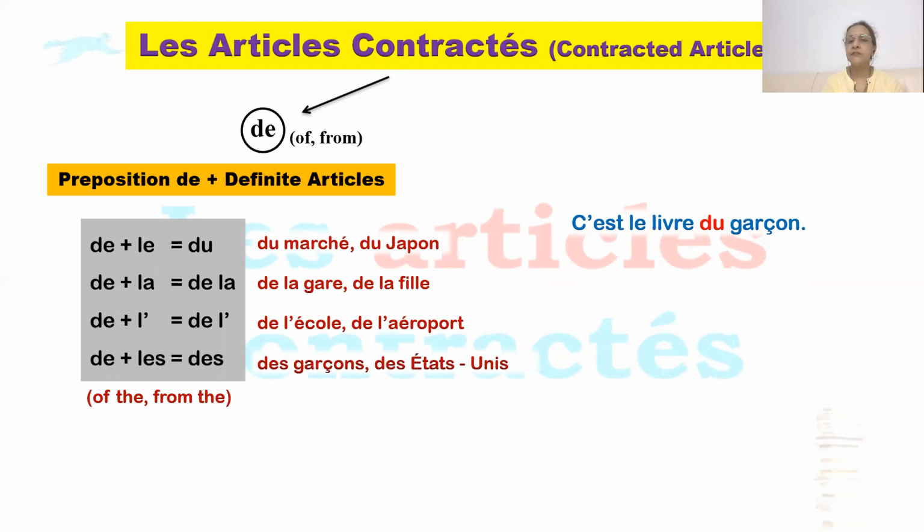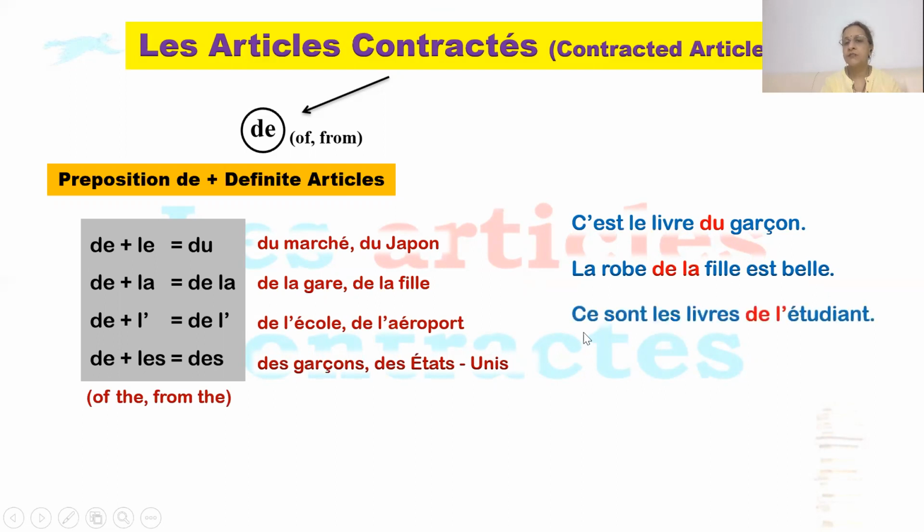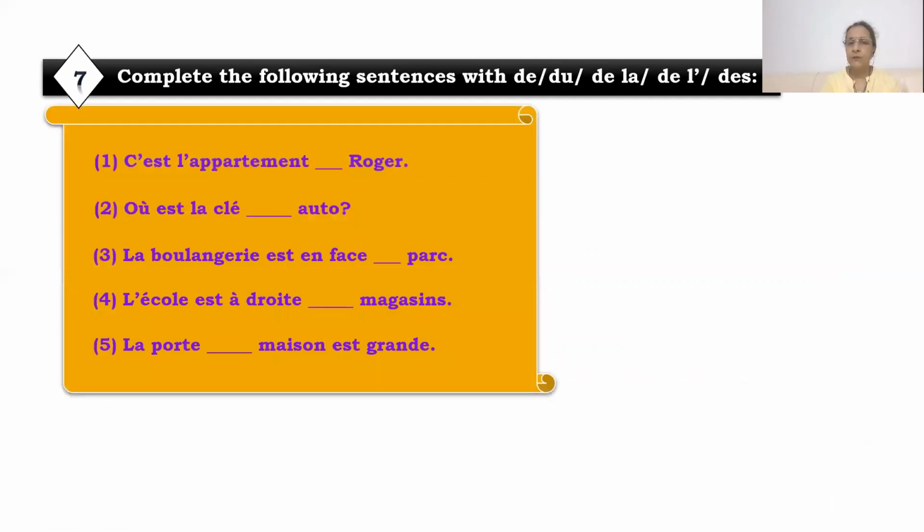Some more examples. C'est le livre du garçon, masculine noun, so du. La robe de la fille est belle, the dress of the girl is beautiful. Ce sont les livres de l'étudiant, these are the books of the student. And elle parle des films, she is speaking of the films. Let's solve a few more examples. The same rule applies as we have used for the preposition à.